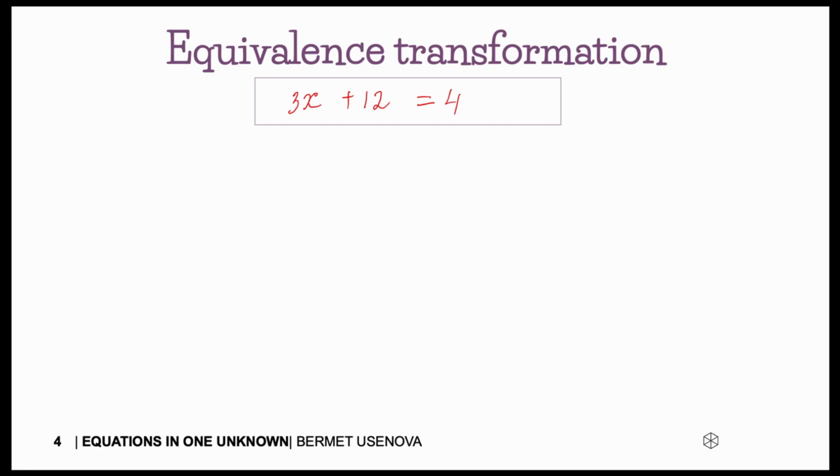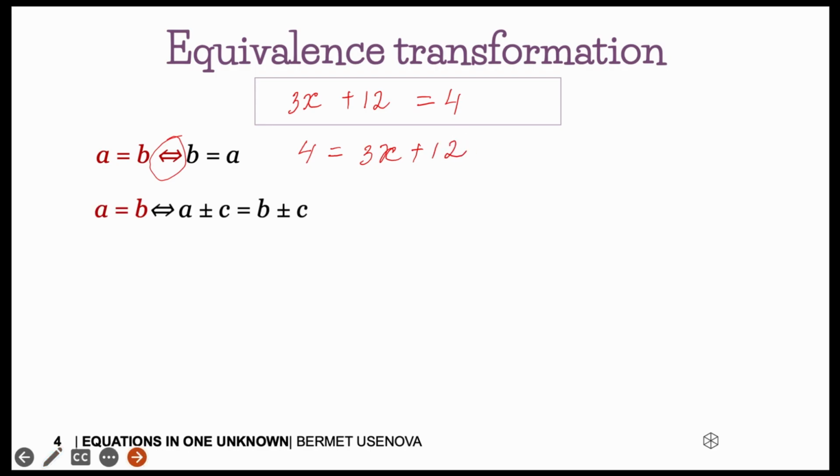For equations, the following operations are equivalence transformations. First one is swapping sides. Small remark, this sign here is the equivalence mark. For example, we can swap sides in this equation. So if it's 3x plus 12 is 4, we can rewrite it as 4 equals 3x plus 12.